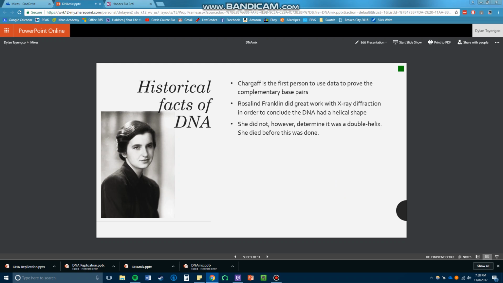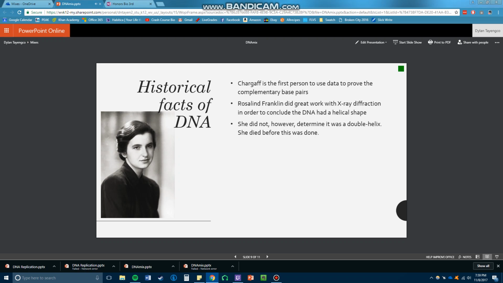Let's get back to some historical stuff about it. This is an actual picture of Rosalind Franklin. Remember, she was really groundbreaking. She was a woman doing these things, which was really, really impressive for the time. This was back in the 40s and 50s. But I digress. First off, we have Chargaff.